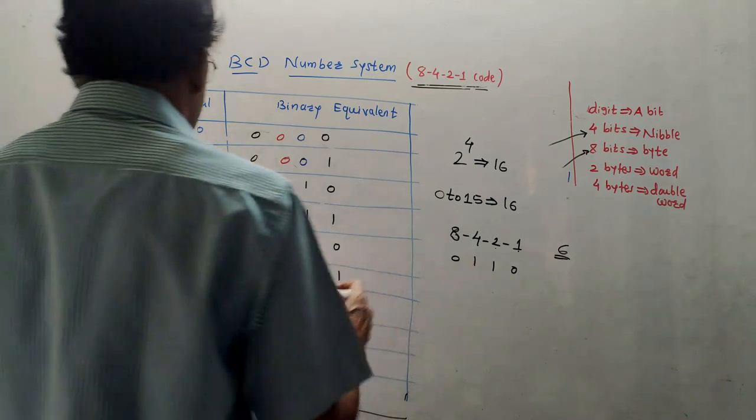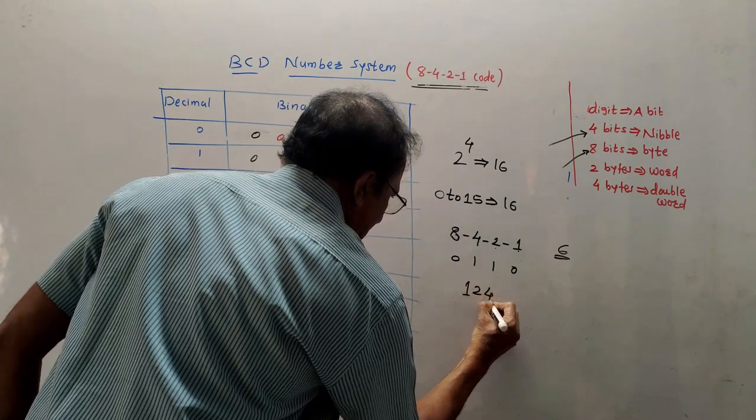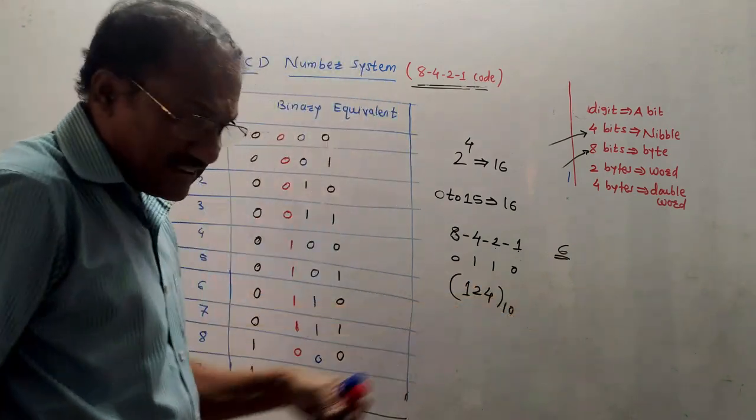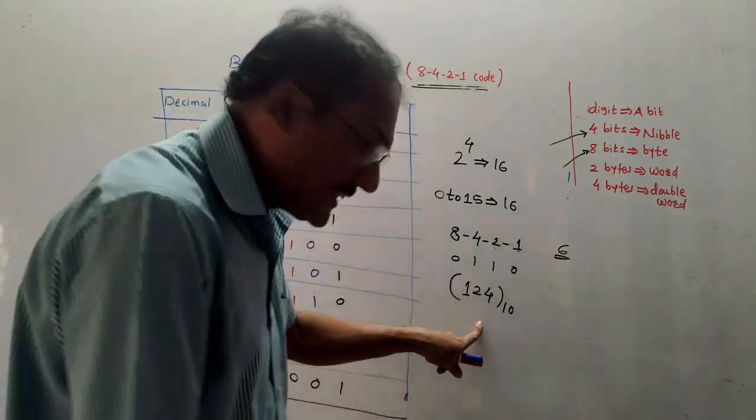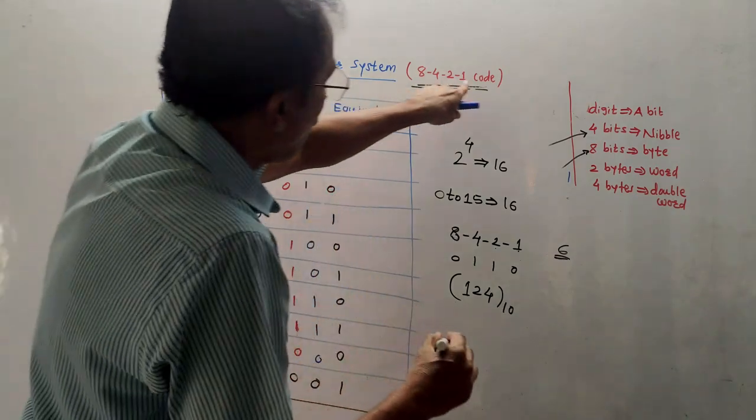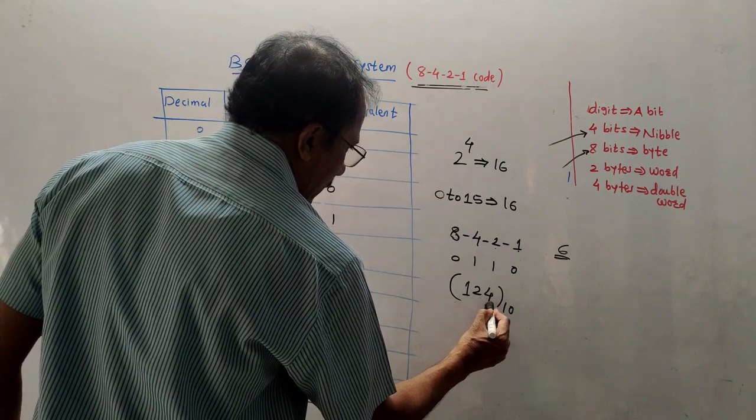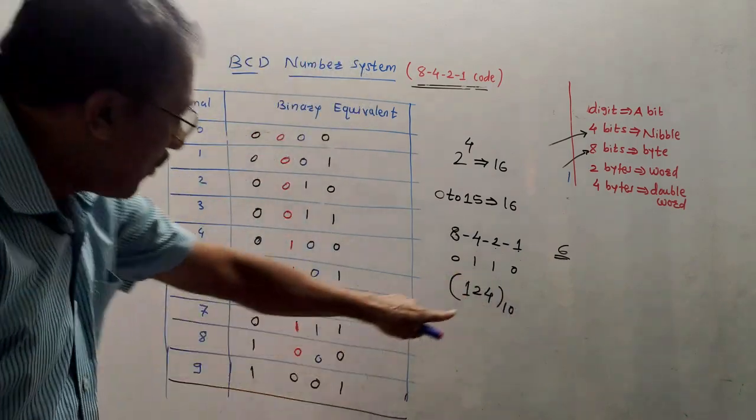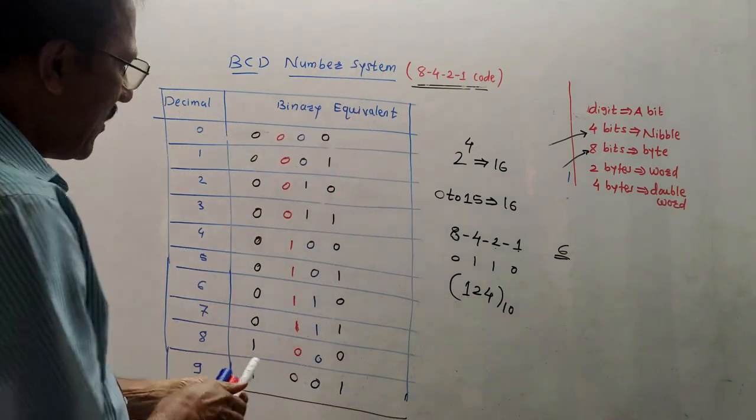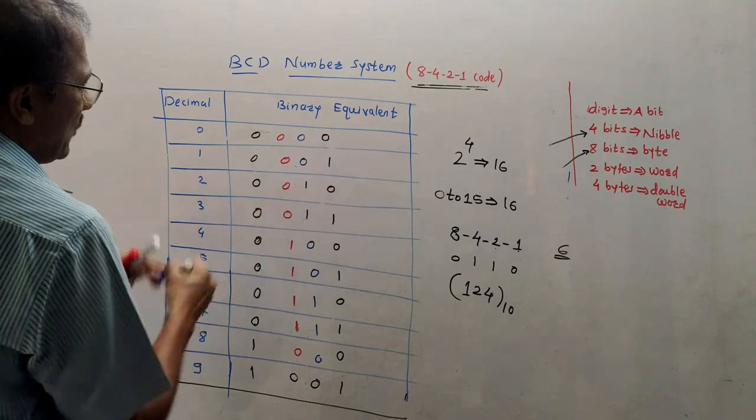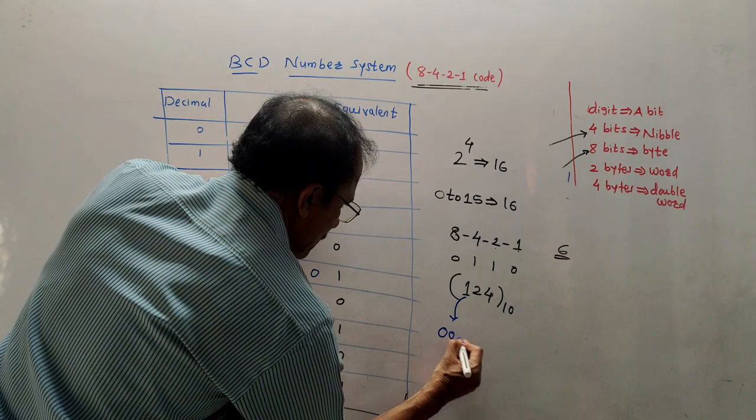Let us take one example. If I want to represent 124 whose base is 10, that means this value 124 is expressed in decimal, and I want to express it in BCD form or 8421 code, how to do it? The number is 124 to the base 10. Now, it's very simple. Once you generate this table, the remaining things are very simple. For 1, look at the table. What is the value? I have written 0, 0, 0, 1. So this will be 0, 0, 0, 1.